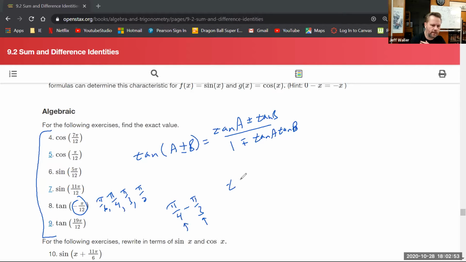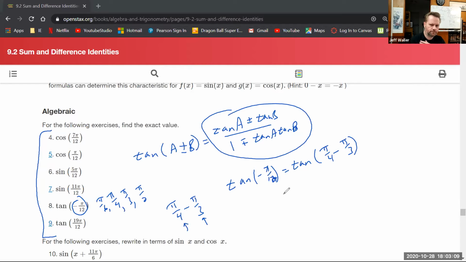So now I've got the question is equal to, get out of there. I've rewritten it in terms of angles I know. And now I can use this. So it's tangent of the first guy. And since this is a minus, it's going to be all the lower stuff. Are you guys with me? So it'd be tangent of pi over 4 minus tangent of pi over 3 divided by 1 plus tangent pi over 4 times tangent of pi over 3.